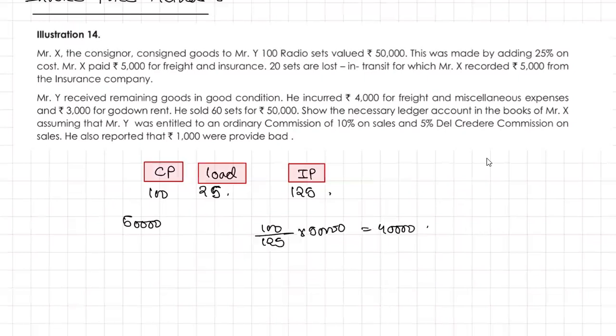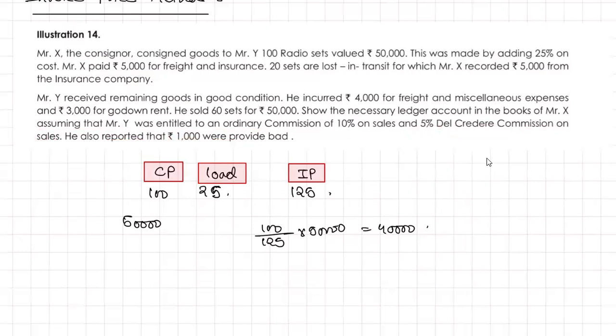Okay, let's read the question. X paid 5,000 for freight and insurance. 20 sets were lost in transit, for which X received 5,000 from the insurance company. So they have received something now. Y received the remaining goods in good condition. He incurred 4,000 for freight and miscellaneous expenses and 3,000 for godown rent. He sold 60 sets for 50,000. Show the necessary ledger accounts in the books of Mr. X, assuming Mr. Y was entitled to an ordinary commission on sales and 5% del credere commission on sales. He also reported that 1,000 were proved bad.